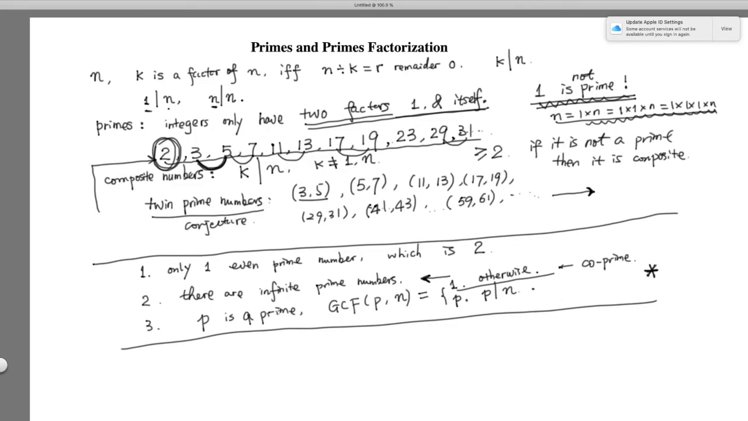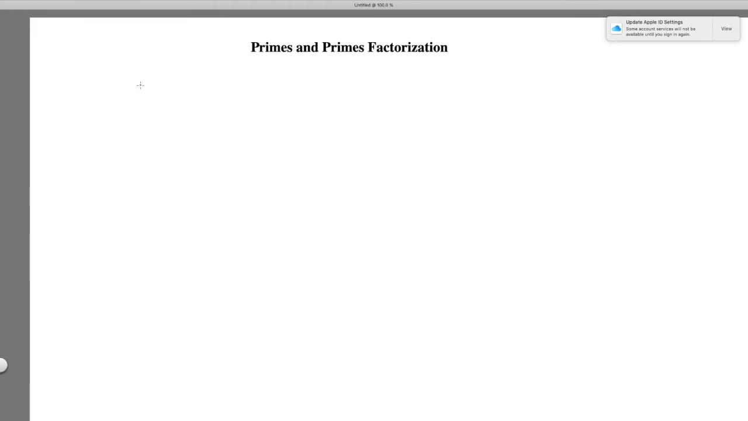So these are some of the things that we already know about prime numbers, and there are actually many, many things we already know about prime numbers, and we're going to talk about them in later lectures. But first, let's talk about how we determine a number is a prime or not. How to check a number is a prime.